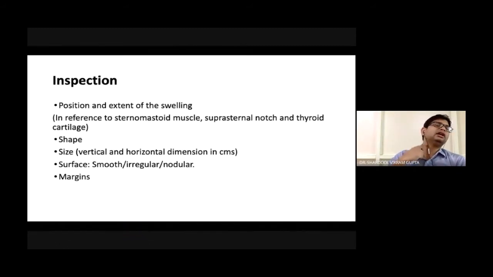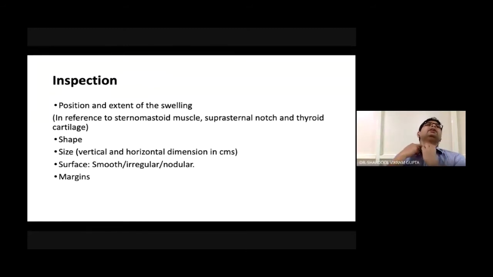So you will see in terms of the sternocleidomastoid muscle, suprasternal notch, and thyroid cartilage. You will describe whether the swelling is below the thyroid cartilage and extending to the suprasternal notch, and laterally going below or deep to the sternocleidomastoid. Usually it goes deep to the sternocleidomastoid.